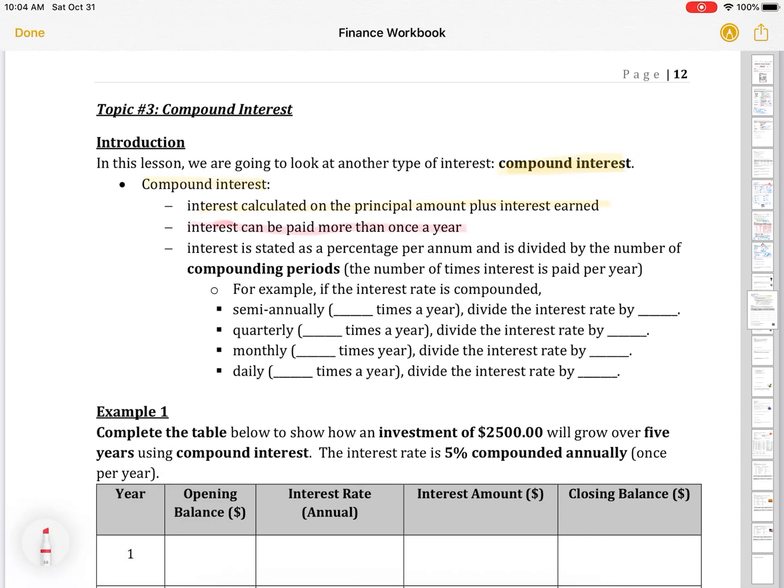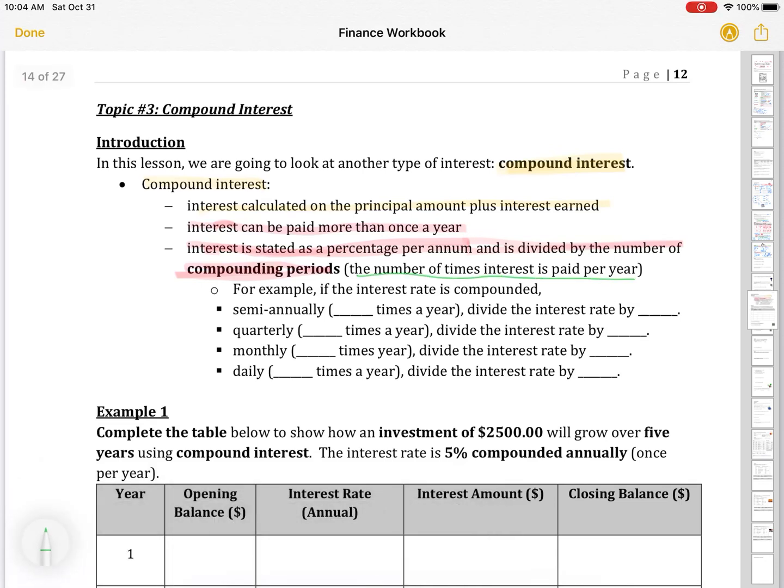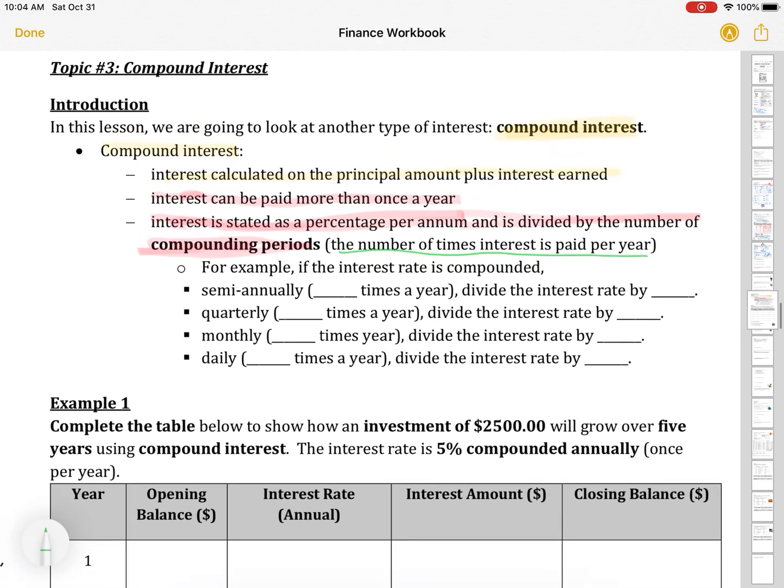Now, in general, interest is stated as a percentage per annum and is divided by the number of compounding periods, okay? So it's the number of times the interest is paid per year. So we have to do a little more work with our formula before we can start.